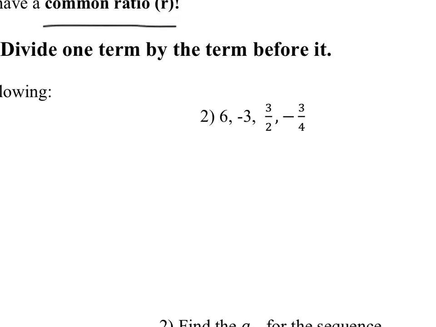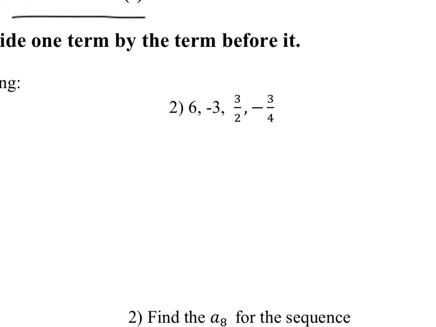This one here, now looking at this one, I would take -3 and divide it by 6. I don't know if I would take the 3/2 and divide it by -3. You know, fractions, negatives, all that stuff. So I would do one term divided by the one before it. This turns out to be -1/2. So that's a common ratio. How you find it is you divide one term by the term before.